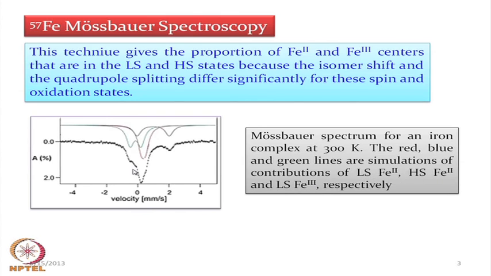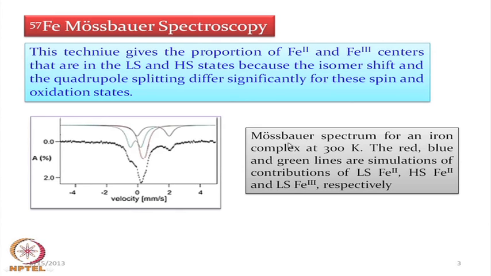So, that means the simulation of the entire spectrum tells us that the spectrum we are getting is basically a mixture of 3 components, and the simulations give us the contributions from low spin iron 2, high spin iron 2 and low spin iron 3. One is missing; in this particular case the high spin iron 3, that means the high spin ferric compound, is not available.